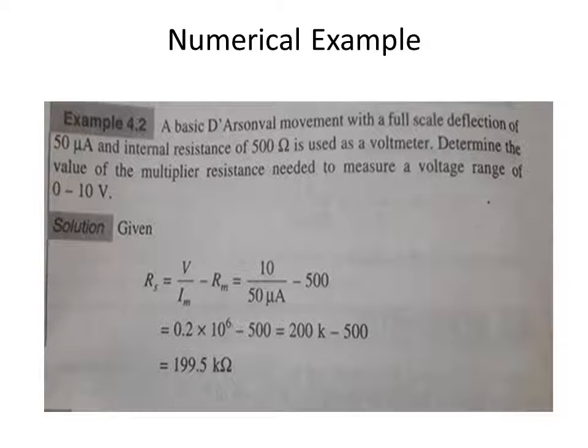As we know, the formula of RS is equal to V upon IM minus RM. So V will be 10 volt upon IM, which is 50 microampere. Meter current is nothing but the full scale deflection current of the meter, minus 500. By calculating this, we will get the value 199.5 kilo ohms.